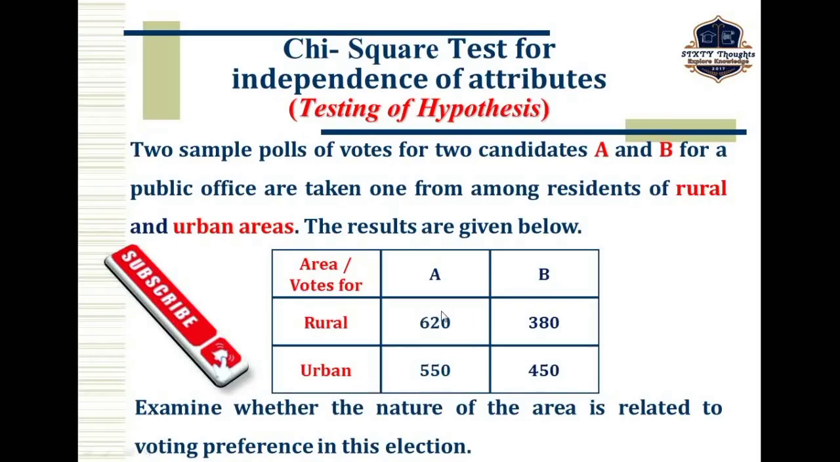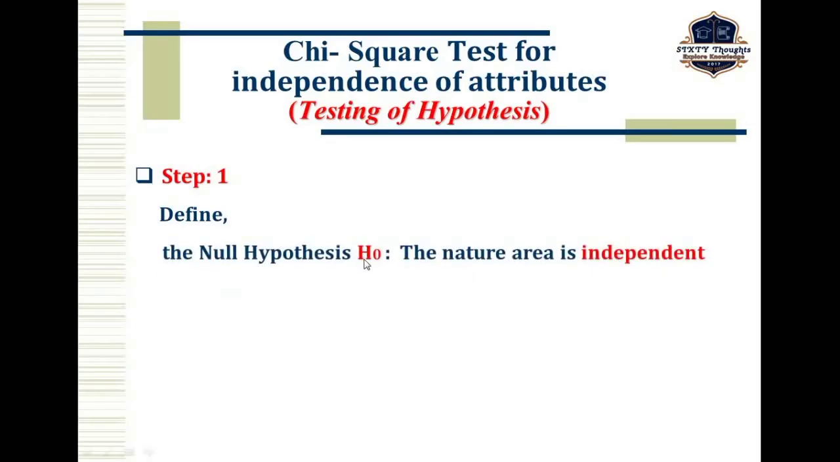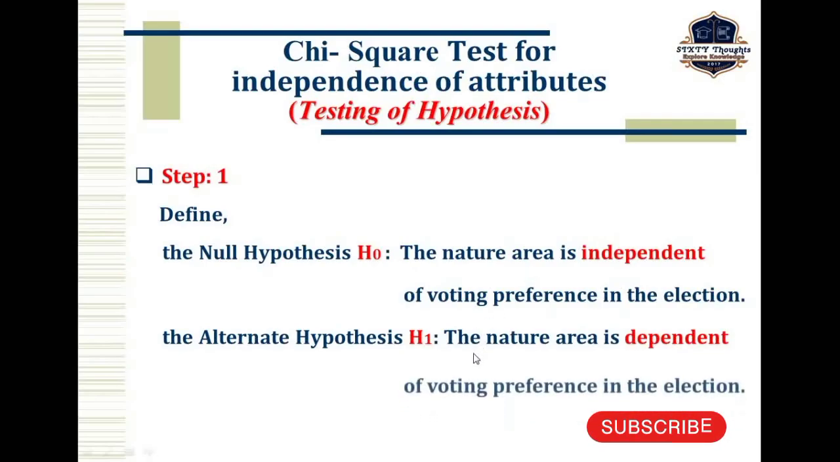How to solve the given problem: we are going to consider 5 steps. In step number 1, we define the null hypothesis and the alternative hypothesis. The null hypothesis, denoted by H naught, is that the nature of the area is independent of voting performance in the election. The alternative hypothesis, denoted by H1, is the complement of the null hypothesis. What is the complement of this statement? That the nature of the area is dependent on voting performance in the election.